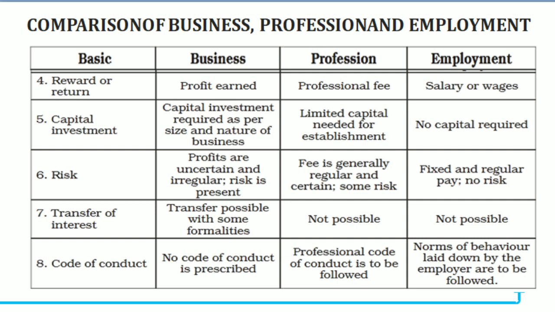And next we have code of conduct. For the business organization, we have very few codes of conduct, which are given by the government authorities, which we have to follow. And in the profession, we have strict professional codes of conduct. If you breach or break the codes of conduct, then your license as a doctor, as a lawyer or as a CA can be cancelled. And in the employment we have some code of conduct, but these are given by that specific business organization, not by the government.